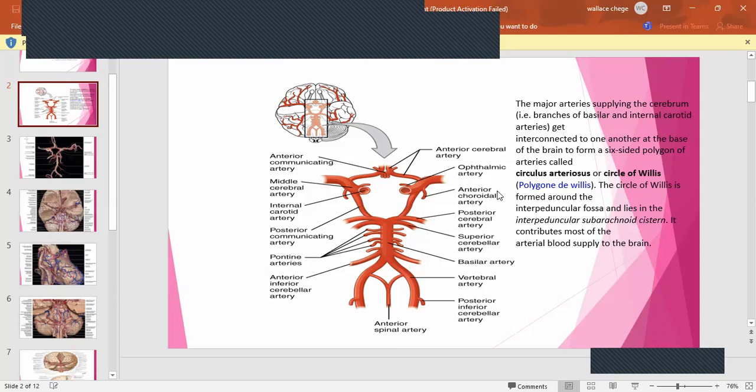So note that the arterial circle of Willis is found in the interpeduncular fossa or interpeduncular subarachnoid cistern. I will do the interpeduncular subarachnoid cistern. I will mention its contents, boundaries in another video. So this is a diagrammatic representation. Let's look at the cadaveric representation.